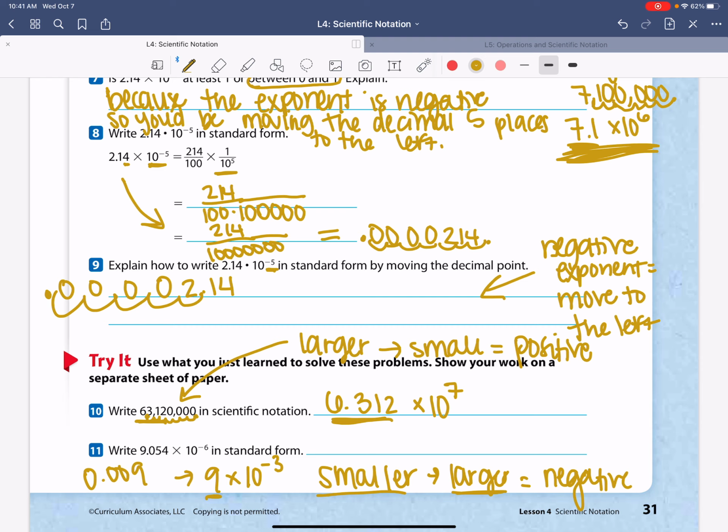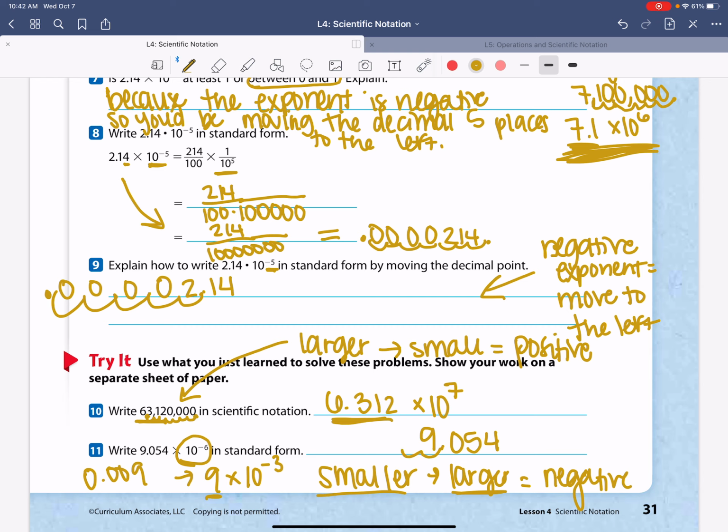9.054 times 10 to the negative 6th in standard form. So we'll start with our factor, and since we're multiplying by 10 to the negative 6th, we're going to pay attention to our exponent, and we're going to use that to let it tell us which direction we need to go and how far we need to move. So the negative tells us to move to the left, move our decimal point to the left 6 times.